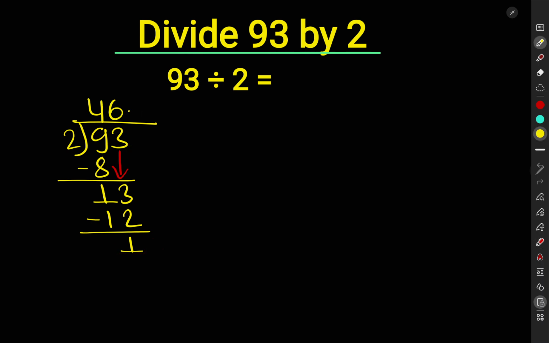So we put here decimal so that we take 0. So now it became 10. So 2 times 5 means 10. On subtracting it becomes 0. So 93 divided by 2 we get 46 decimal 5.